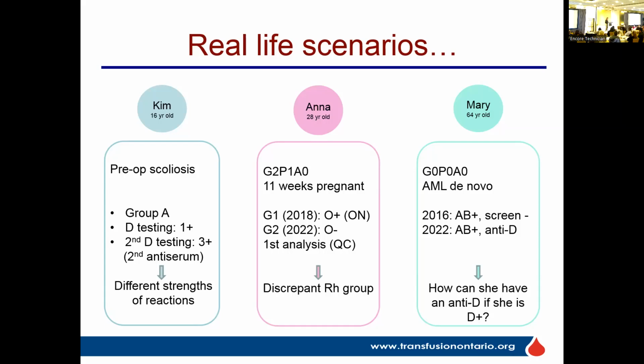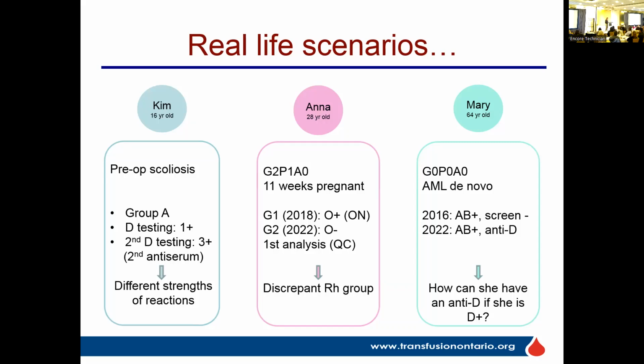Second case is Anna. Anna is a 28-year-old pregnant patient. It's her second pregnancy. She's 11 weeks pregnant. During her first pregnancy, she was followed in Ontario. She was O positive. She did not receive RhD. But she crossed the Outaouais River, and she is now followed in Quebec for a second pregnancy, and on first analysis in Quebec, now she's O negative. So we have discrepant Rh group. How can we explain this? We'll get back to this later.